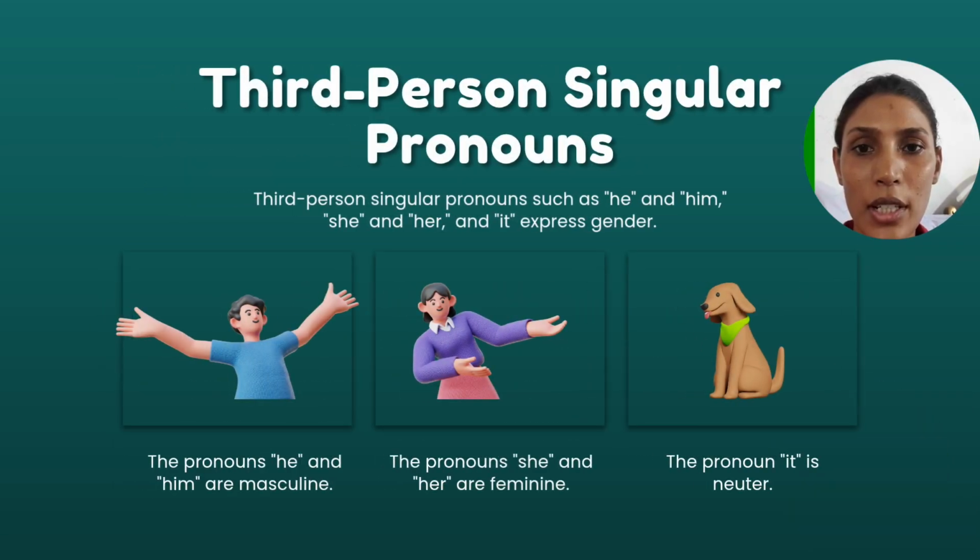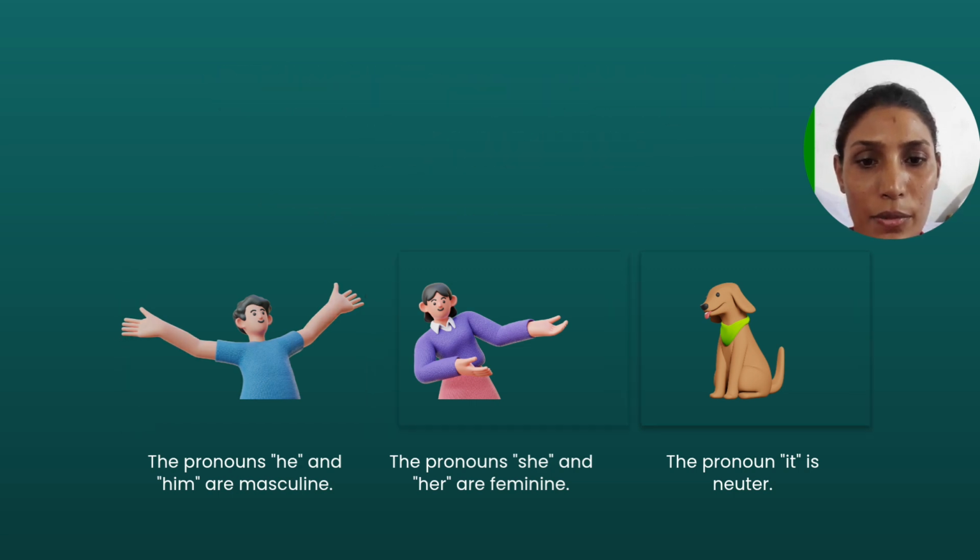Here I am going to discuss third person singular pronouns. Third person singular pronouns such as he and him, she and her, and it express gender. The pronouns he and him are masculine, the pronouns she and her are feminine, and the pronoun it is neuter.